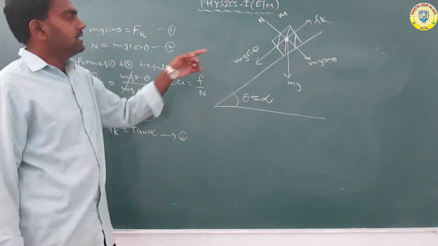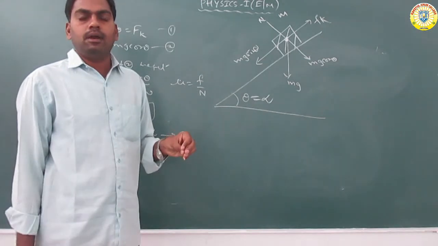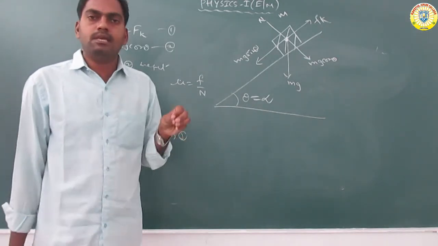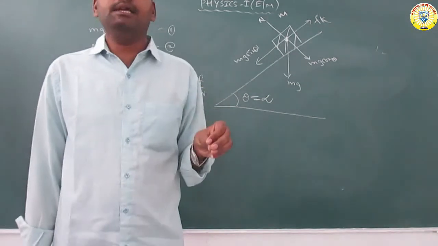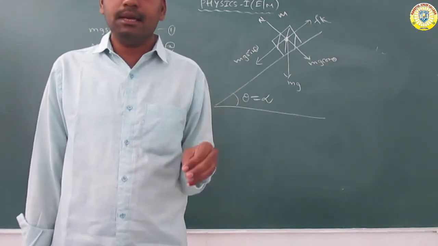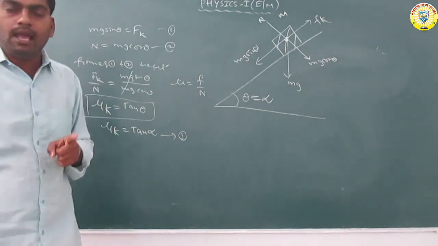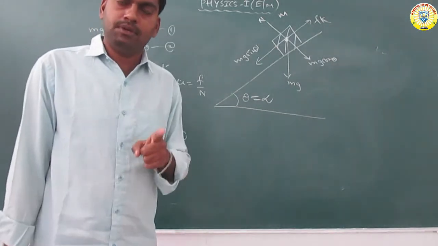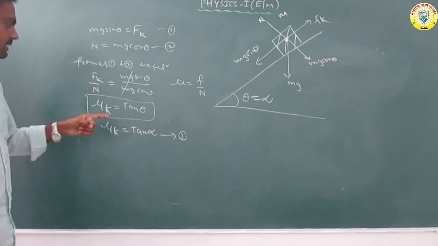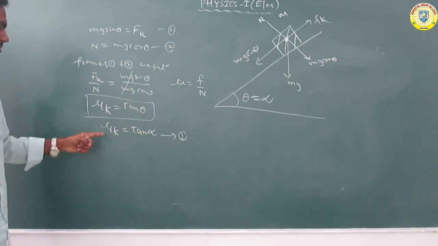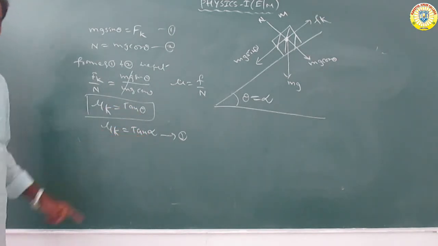So the body is on an inclined plane, and the body is just ready to slide down on the inclined plane. So theta is equal to alpha, and alpha is called the angle of repose. Now, substituting in the equation theta is equal to alpha, mu k is equal to tan alpha.